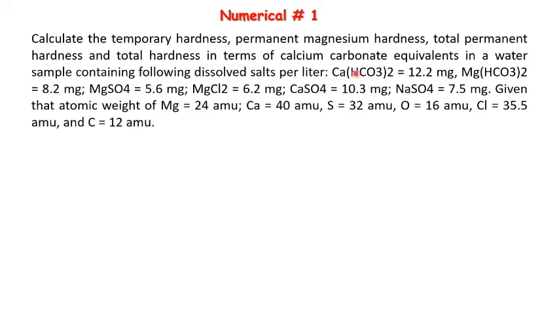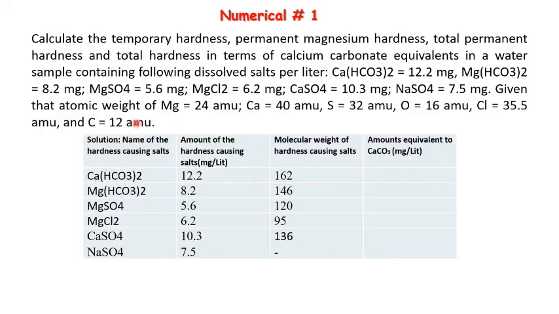So these are the salts: calcium bicarbonate 12.2, magnesium sulfate, magnesium chloride, calcium sulfate, sodium sulfate, and their atomic weights are given over here. Just to save some time, I have made a table with the names of the salts which are causing hardness, the amount of these salts dissolved in 1 liter of water sample, and their molecular weights. It has already been written over here, and now we have to calculate the amount equivalent to calcium carbonate, which I have mentioned in the earlier slide.